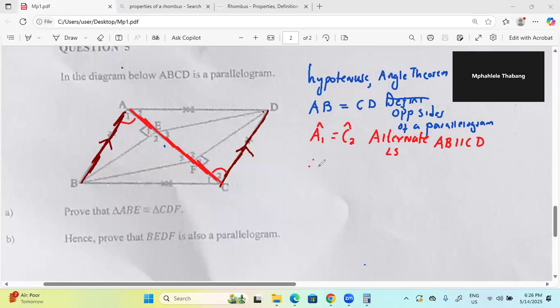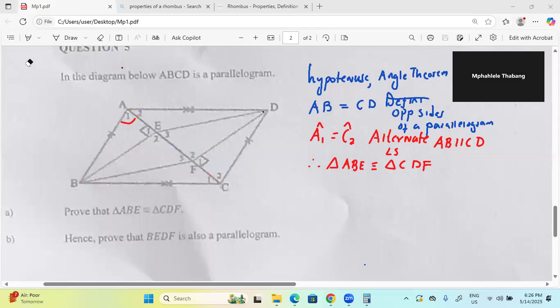Then therefore, the triangle ABE is congruent to the triangle CDF by what we call the hypotenuse angle theorem of a right angle triangle. Okay, so we have proven that the two triangles are congruent.